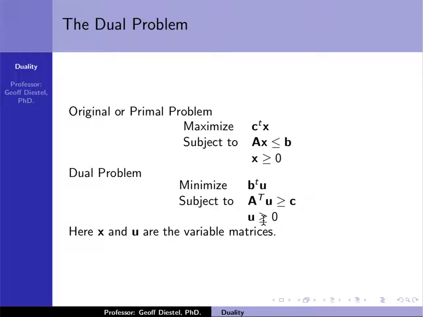Now the variables U are new. They're distinct from our X variables in our original problem. However, we will be able to interpret them as closely related to the slack variables we introduce in our original problem. So interpreting the dual problem is not easy to understand.